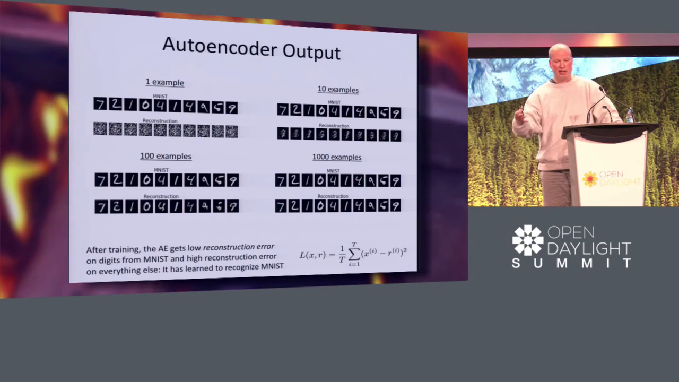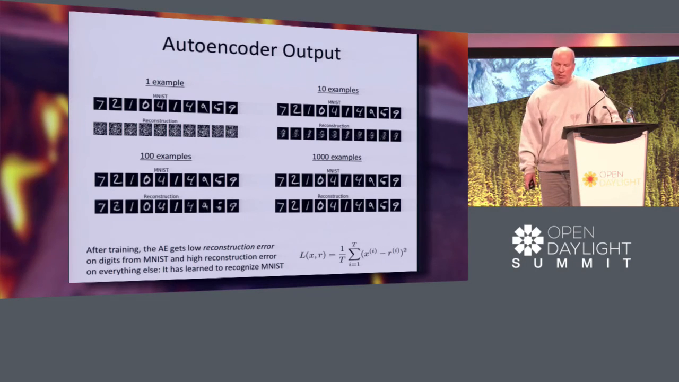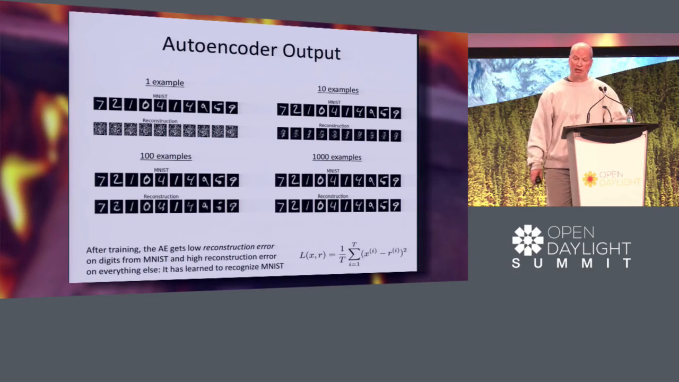Now imagine this is why I'm using the digits instead of network data, because with network data you wouldn't be able to make any sense out of it because it doesn't correspond to something that's in your experience. So if I just give it one example, the MNIST digits that it had are on the top, and the reconstruction, you can see it's just random, right? Because you initialize the weights to random, right? And then if you give it 10, it gets a little better, and if you give it 100, it's a little better. But by the time you give it 1,000, it's doing pretty well, right?